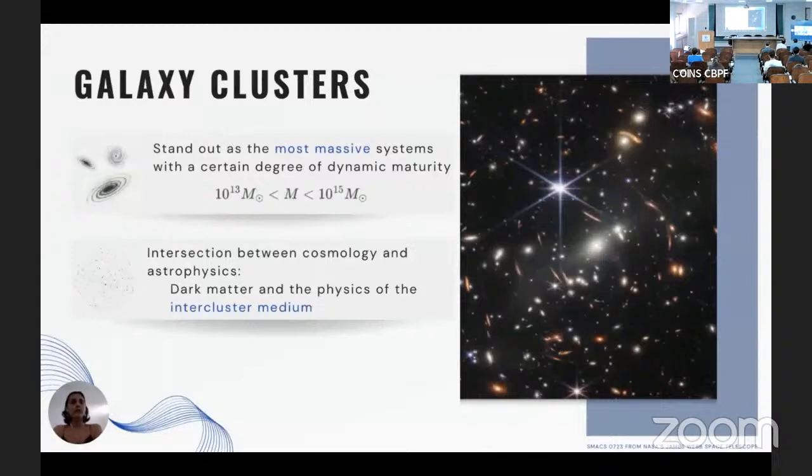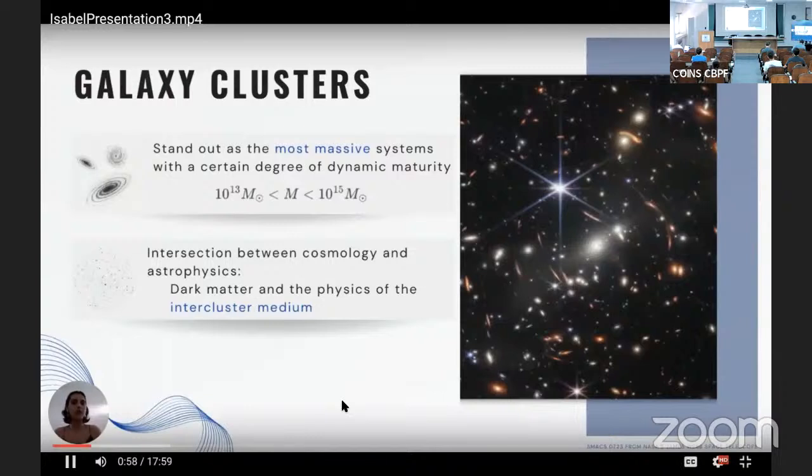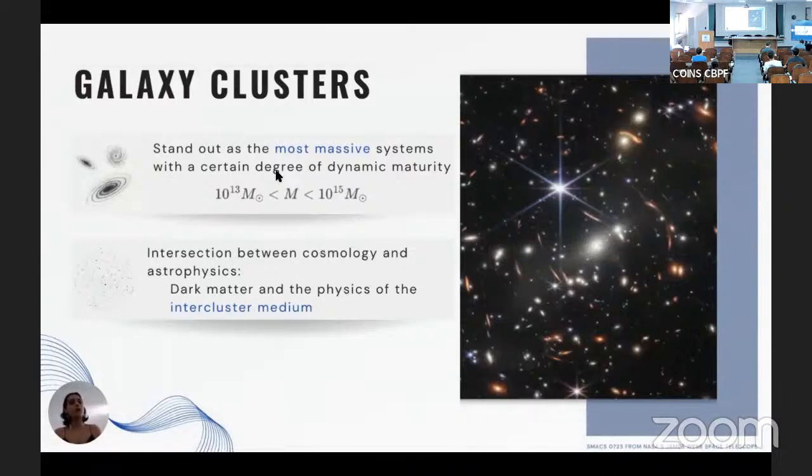So, galaxy clusters. We know that the first structures to form were small structures, and then they merged together to form the larger structures we observe today. In this scenario, galaxy clusters occupy a unique position as the most massive systems that have already reached a certain degree of dynamical maturity. And indeed, they are very massive. Their masses can go from a few times 10 to the 13 solar masses, which we call the group regime, up to a few times 10 to the 15 solar masses.